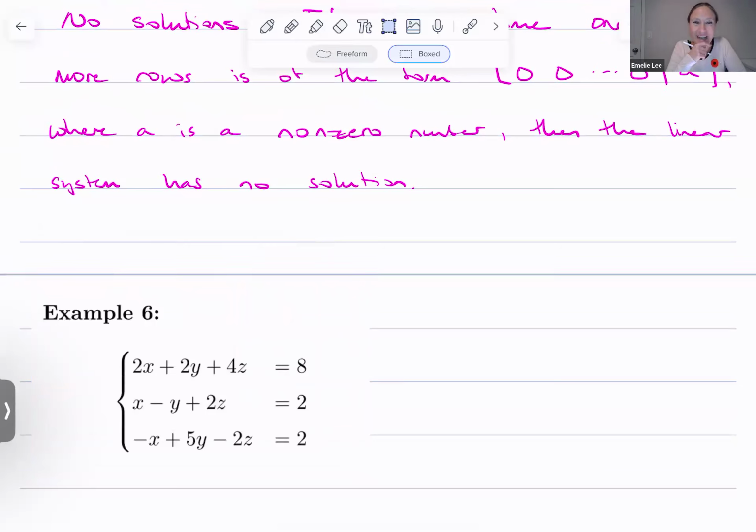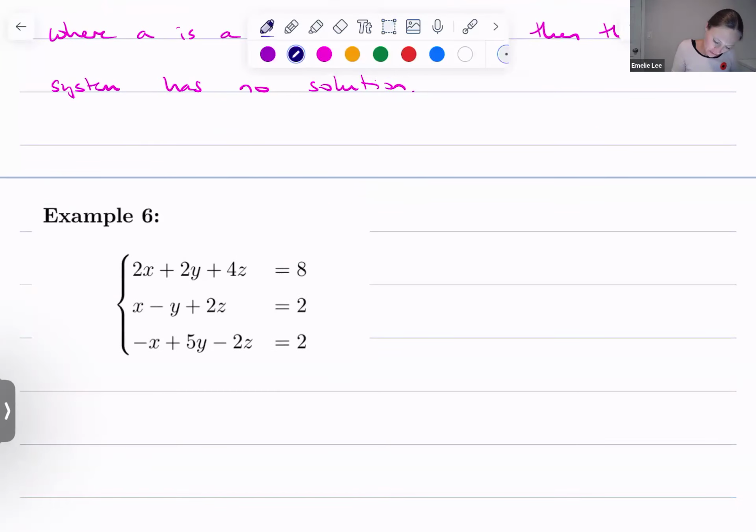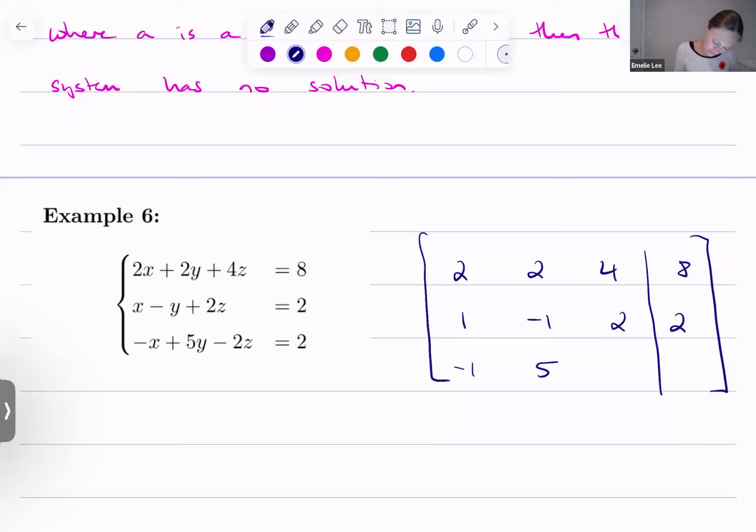This one, I'm telling you, will have infinitely many solutions. So what's that going to look like? Let's see. First, let's write out our matrix: 2, 2, 4, 8; 1, -1, 2, 2; -1, 5, -2, and 2. I don't really feel like issuing an erratum again, so let's see here. 1, -1, 2, 2. Okay. All right.